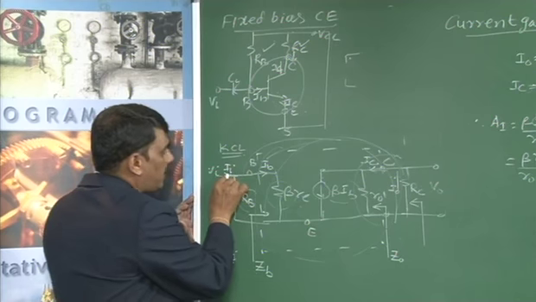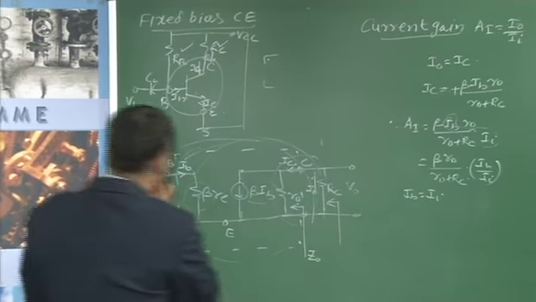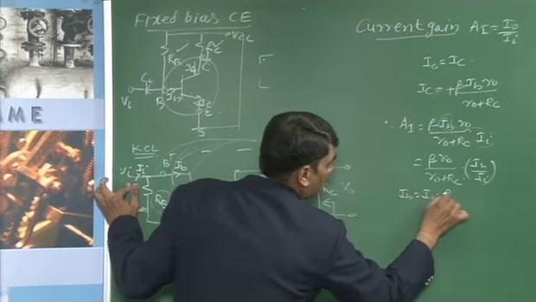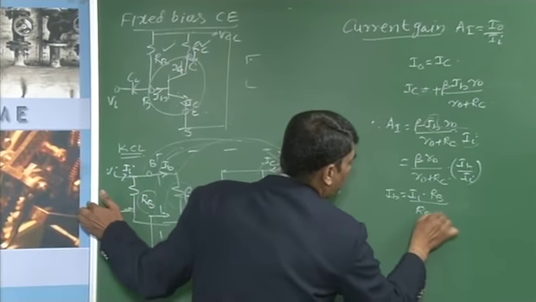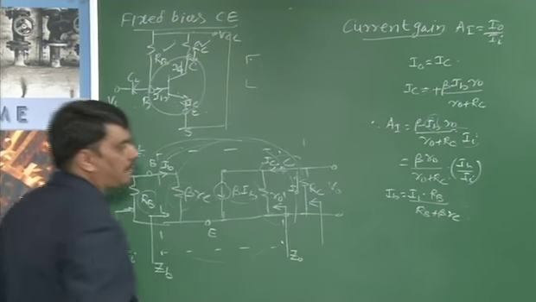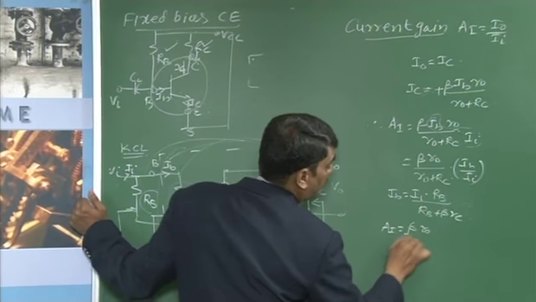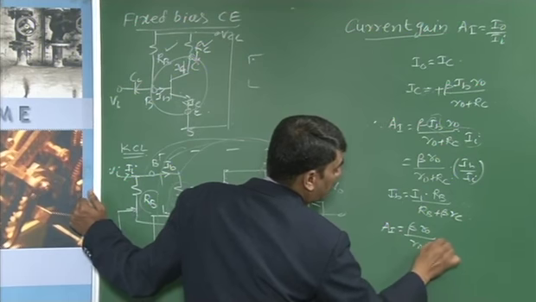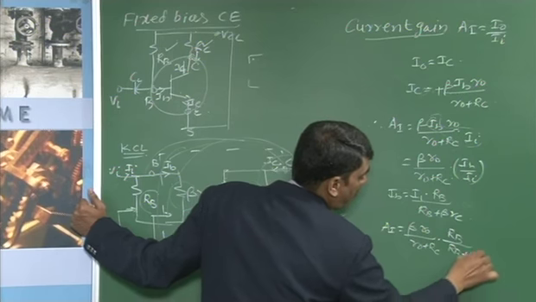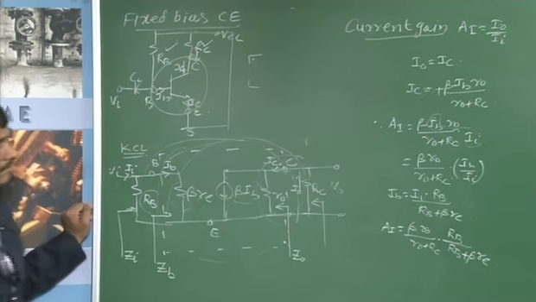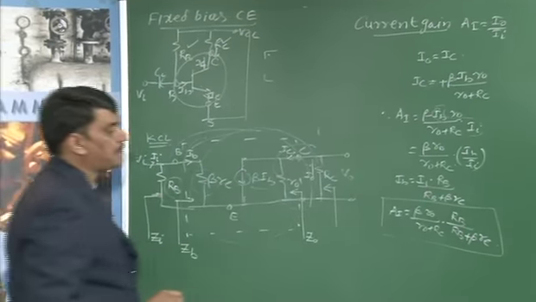When applying KCL to this point, IB is driven from Ii, the total current, and the opposite branch resistance is RB, and the total resistance is RB plus beta times RE. Then the current gain AI equals beta times R0 divided by R0 plus RC, into RB divided by RB plus beta times RE. This is the exact analysis of the current gain of a transistor.